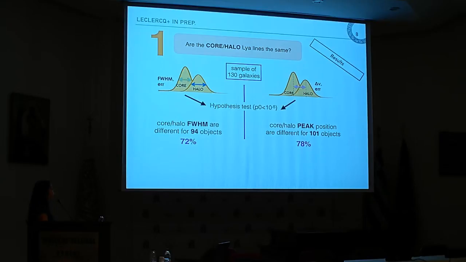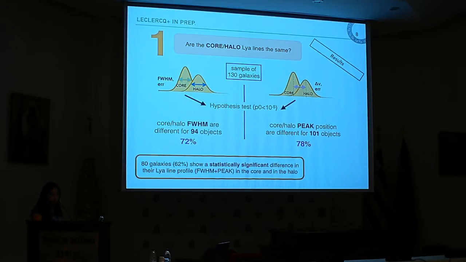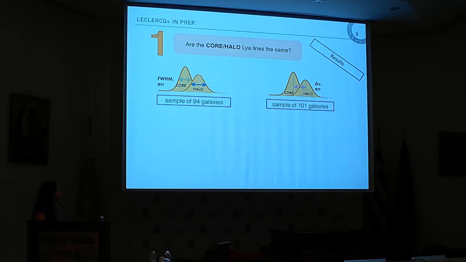And again, we have even more objects, 78% of the sample, which shows that the peak of the Lyman alpha emission in the core and the halo are different from this method. And we have 80 galaxies that show a statistically significant difference in the Lyman alpha line profiles in terms of width and peak position. Okay, so from this study, we said that yes, the lines appear different in the core and the halos, but how different? This is the question.